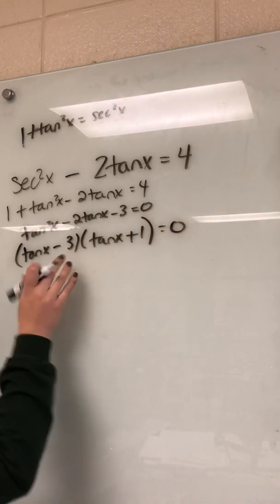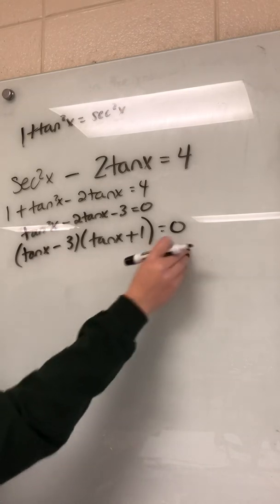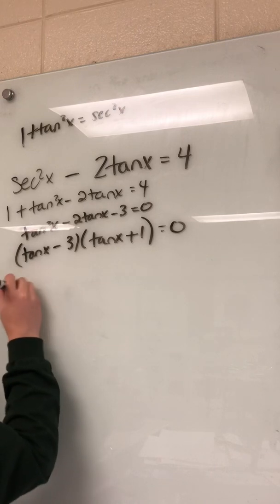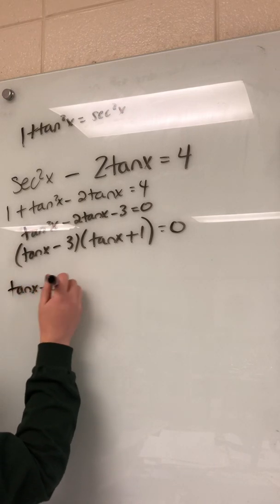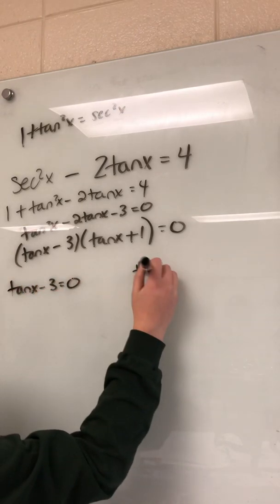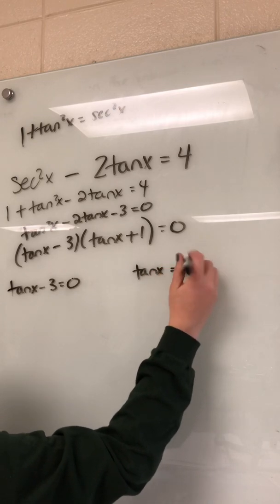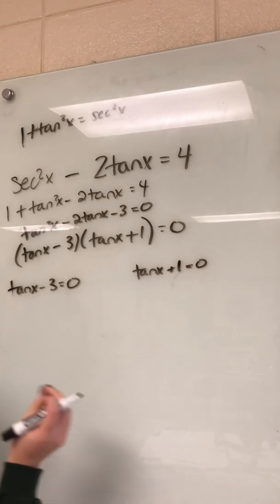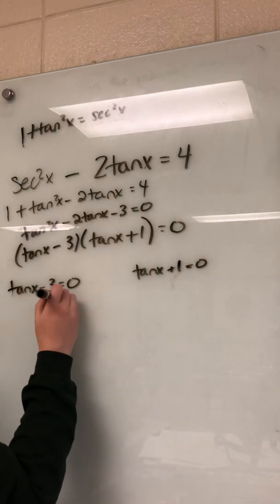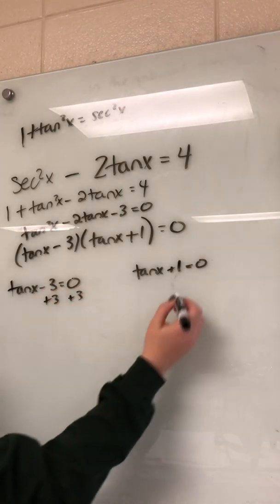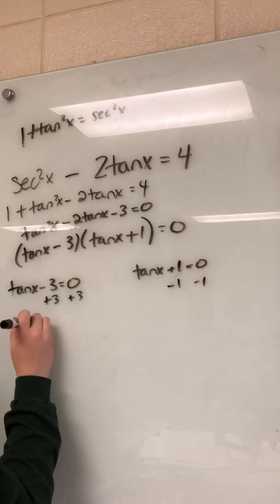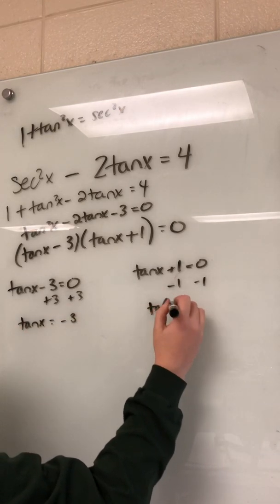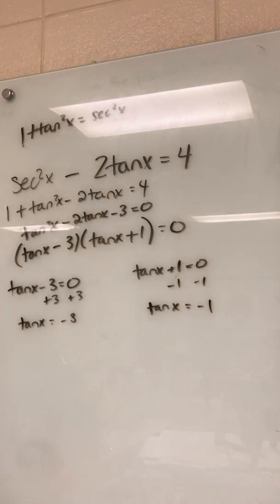So now, if this factor is 0, 0 times anything is 0. This factor, 0 times anything, this whole thing is 0. So take each factor, set it equal to 0, and solve each factor individually. Equals 0. So now, minus 1, so I have tangent of x equals negative 3. I have tangent of x equals negative 1.